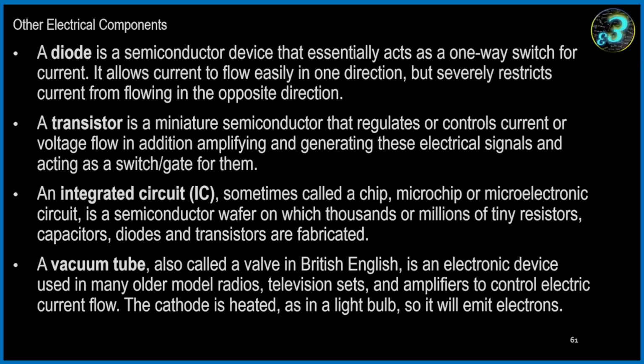Then a vacuum tube, also called a valve in British English, is an electronic device used in many older models of radio, television sets, and amplifiers to control electric current flow. So the cathode is heated as in a light bulb, so it will emit electrons. So basically, the vacuum tube is the very first electronic na component.